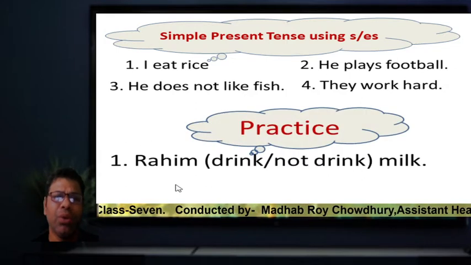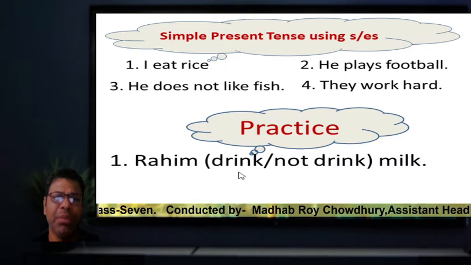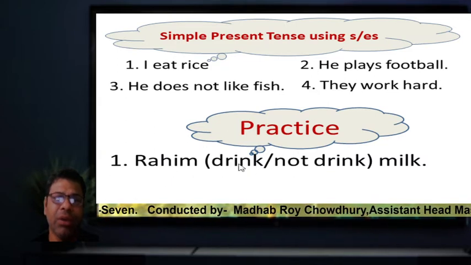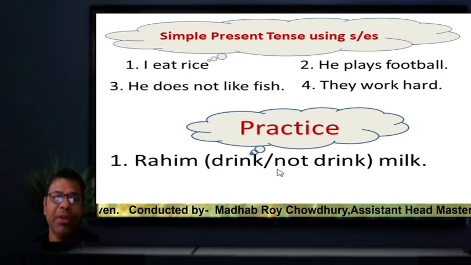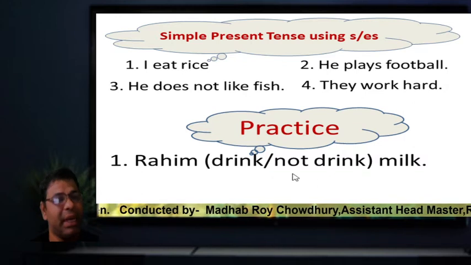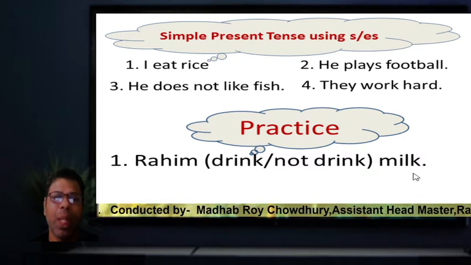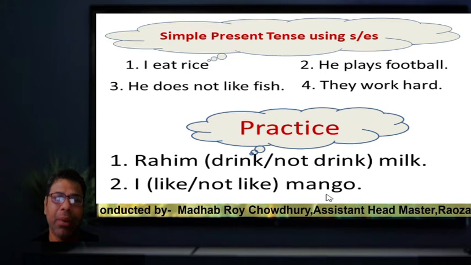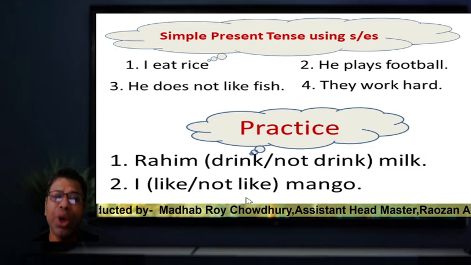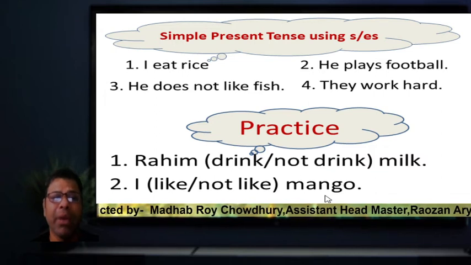Okay, dear learners, then look what will happen. Say drink. If I say drink, then what do you use? Rahim drinks milk. If I make it negative, Rahim doesn't drink milk. Then I like mango. To make it negative, I do not like mango.